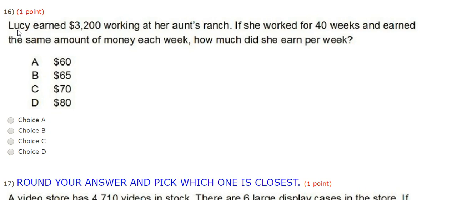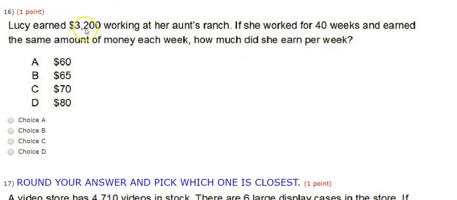Question number 16. Lucy earned $3,200 working at her aunt's ranch. If she worked for 40 weeks and earned the same amount of money each week, how much did she earn per week? So she earned a total of $3,200 and she worked 40 weeks and earned that amount. How much money did she earn per week?